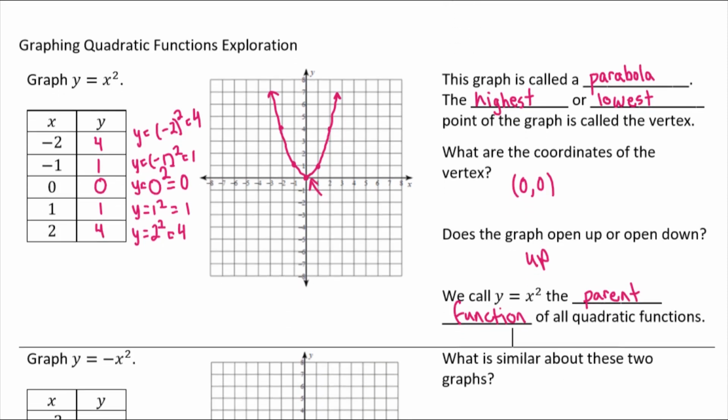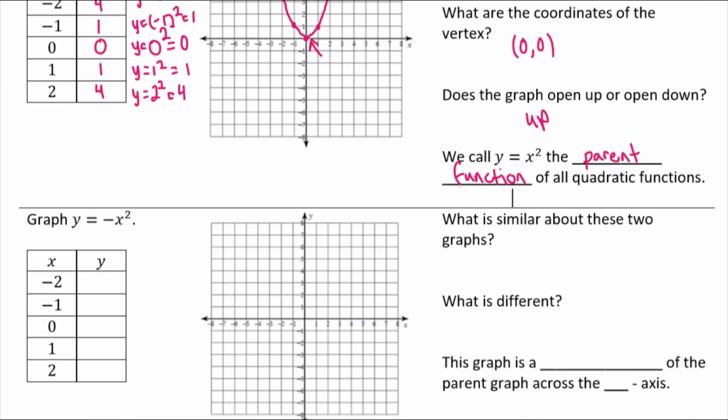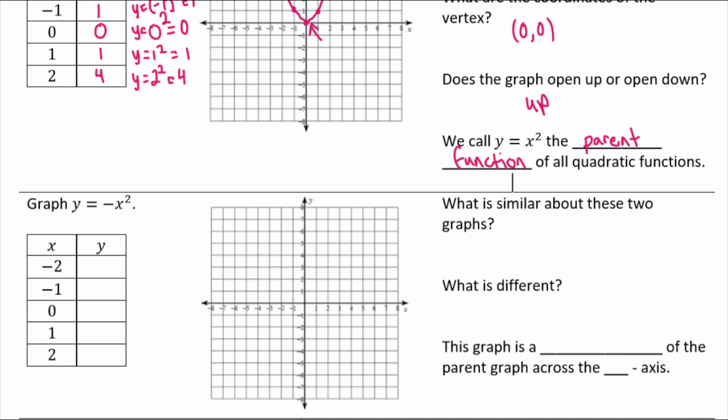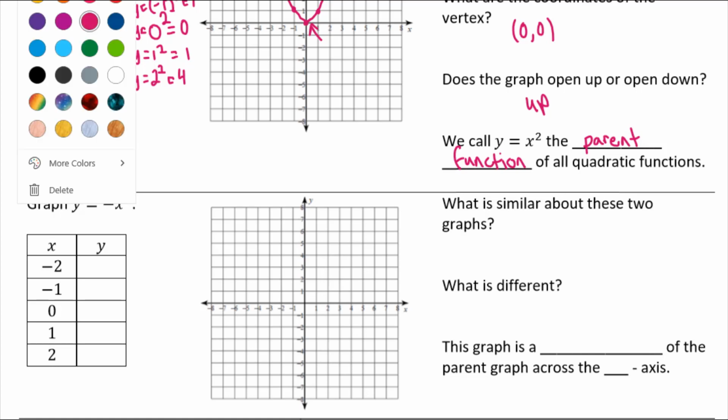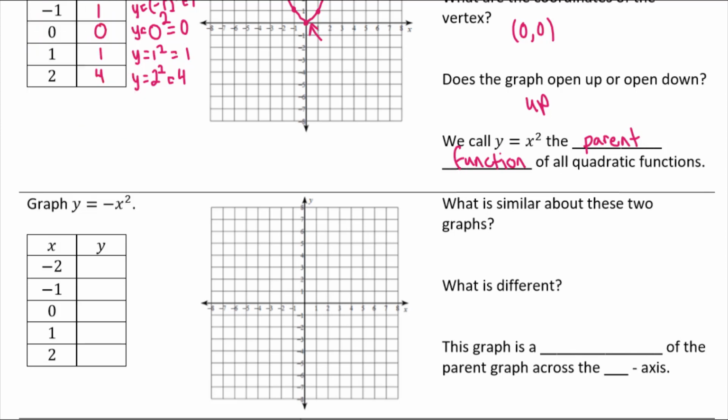So I'm going to scroll down to our next one. Okay, so we're going to do the same thing, but we're going to graph y equals -x squared. I'm going to try making this a little smaller, and let's do blue. Okay, I'm going to graph y equals -x squared. So this is going to start off really similar, and you might actually already have an idea of what's going to happen. I don't like that after all.